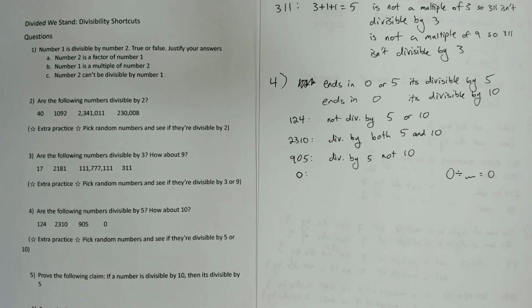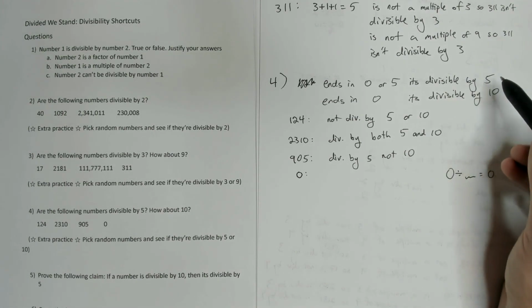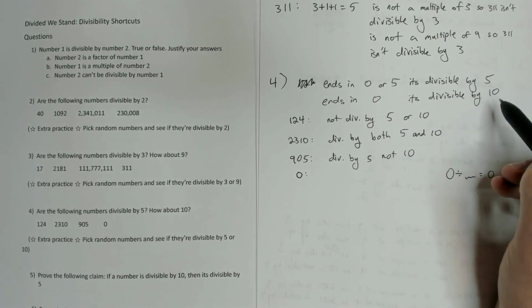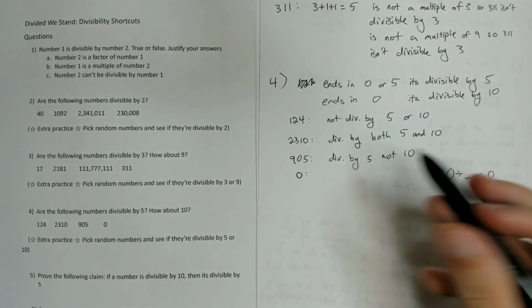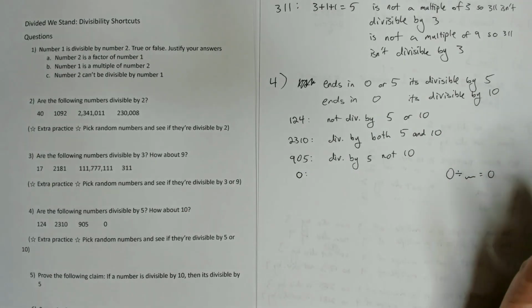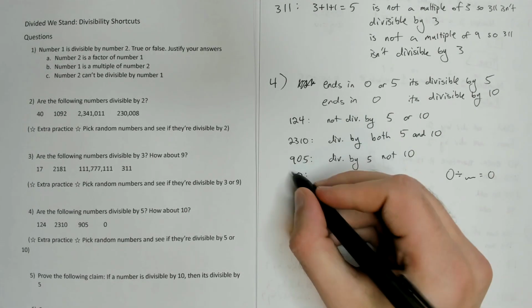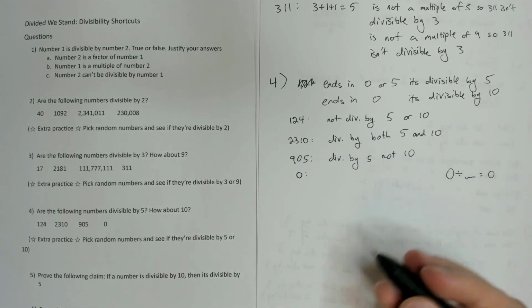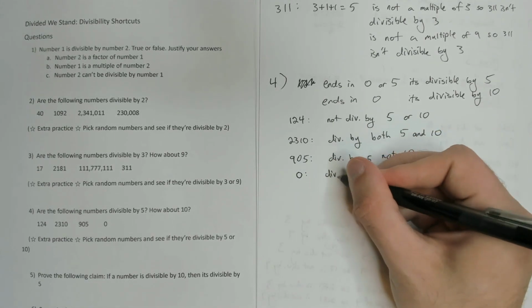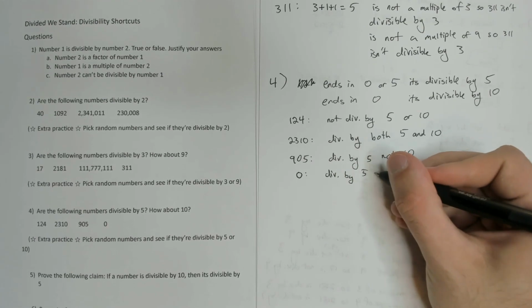But we can also use another line of reasoning here. A number is divisible by 5 if it ends in 0, and it's divisible by 10 if it ends in 0. But hey, 0 kind of ends in 0 in a sense, right? It doesn't have any other digits, but it is 0, right? So this is divisible by 5 and by 10.